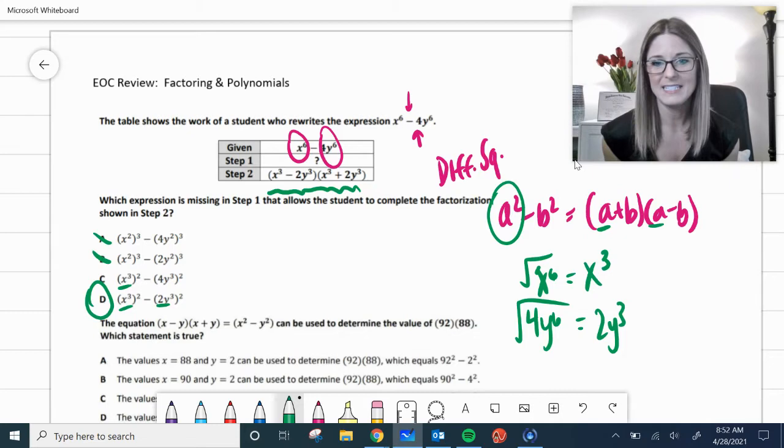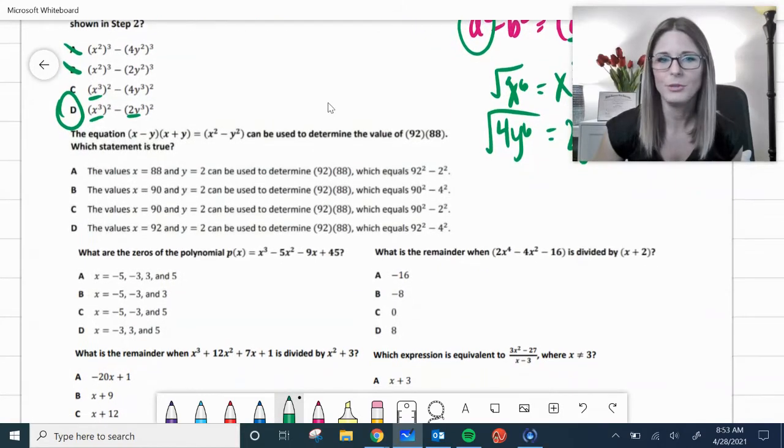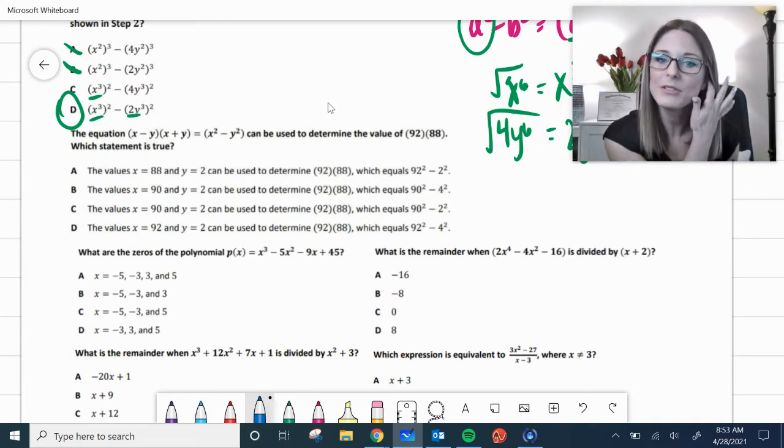So there is that problem, focusing on difference of squares. Usually our questions focus on difference of cubes or sum of cubes, but whatever. Second problem, you've got the equation x minus y, x plus y equals x squared minus y squared. That's difference of squares that we were just talking about. Can be used to determine the value of 92 times 88.